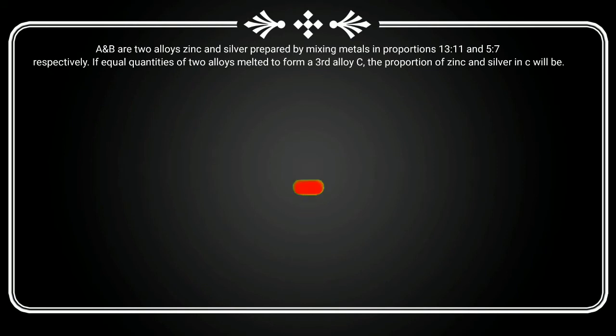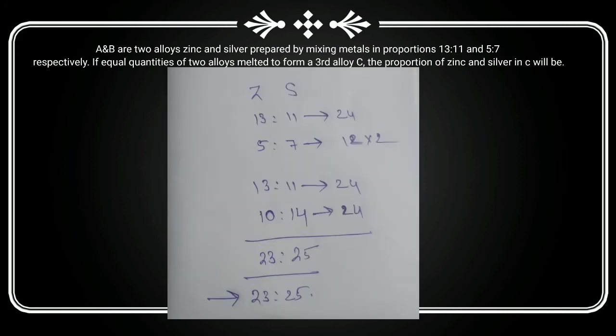Now we will see the next question. A and B are two alloys, zinc and silver, prepared by mixing metals in proportions 13 is to 11 and 5 is to 7 respectively. If equal quantities of the two alloys are melted to form a third alloy C, the proportion of zinc and silver in C will be. Now we will see the answer for this question.